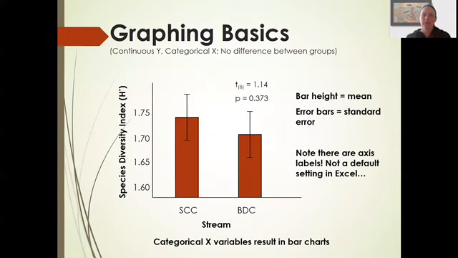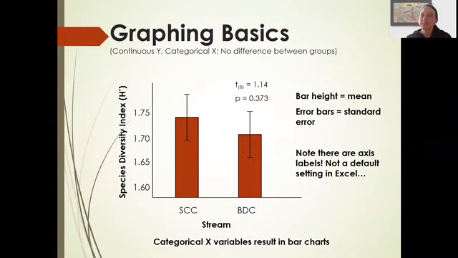Okay, so here's an example. Here we have a bar graph. We have two streams. Stream is a categorical variable. It's on the x-axis. And if you have a categorical x, you're going to have some kind of a bar graph or a whisker plot. In this case, on y, we have a species diversity index. That's a continuous measure. You can see it's going from 1.6 up to 1.75. The bar height represents the mean, and the error bars in this case are standard error bars. Note there are axis labels. It tells you what your x and y variable are. Excel is really bad at making graphs without axis labels.